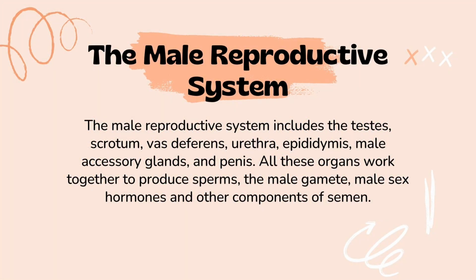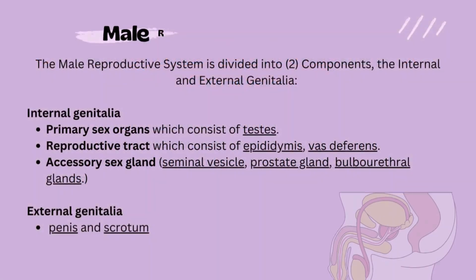The male reproductive system. So this includes the testes, scrotum, vas deferens, urethra, epididymis, male accessory glands, and penis. All these organs work together to produce sperms, the male gamete, male sex hormones, and other components of semen.